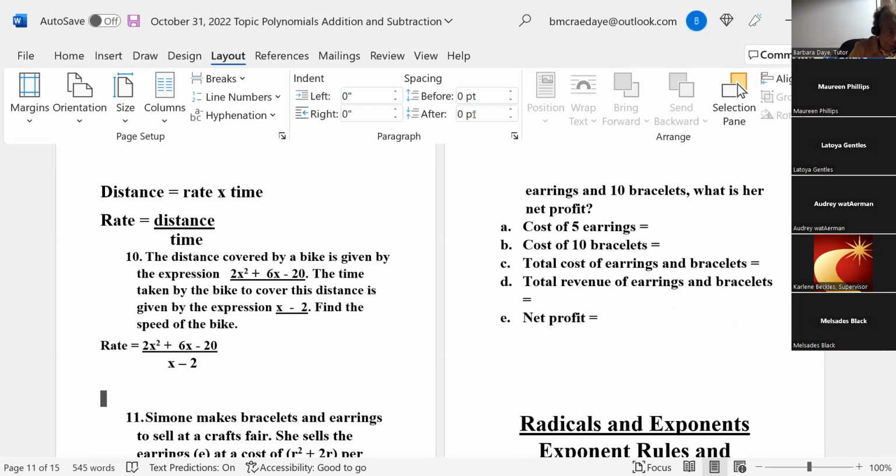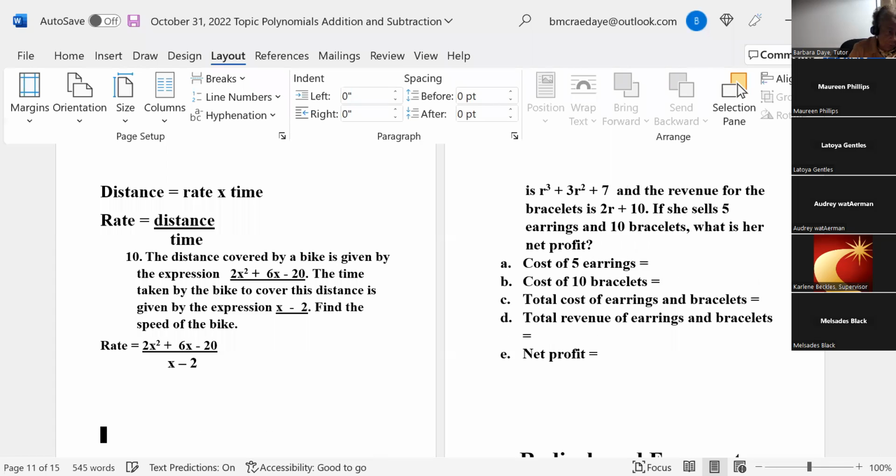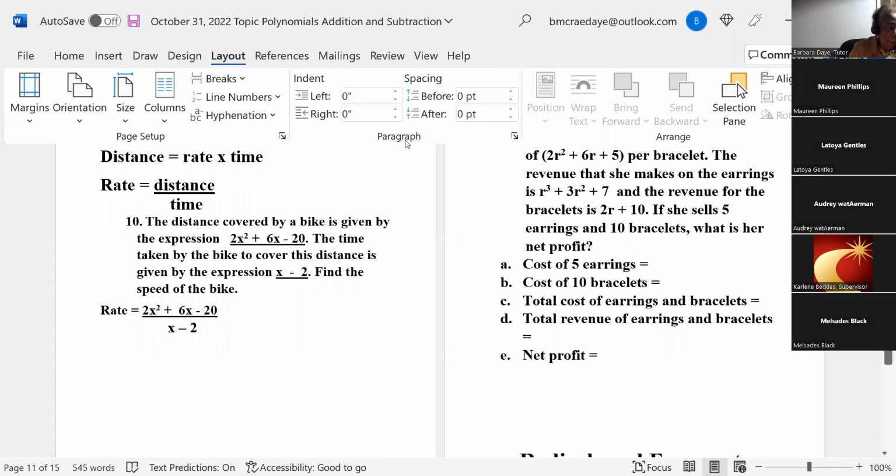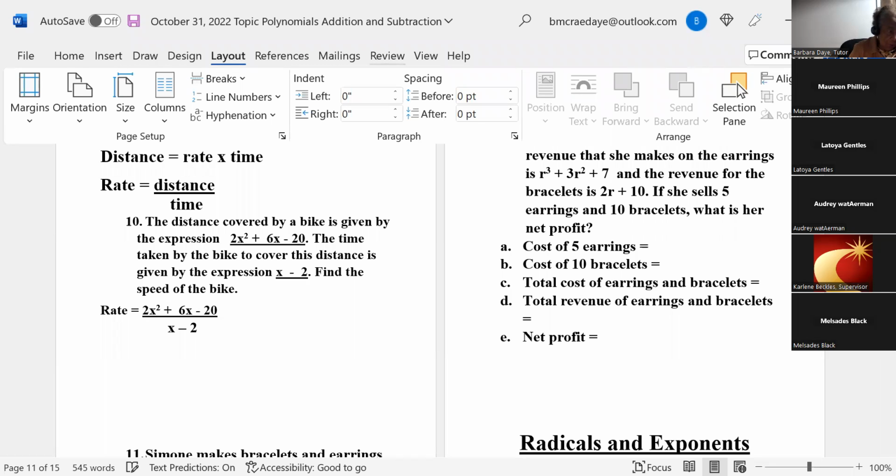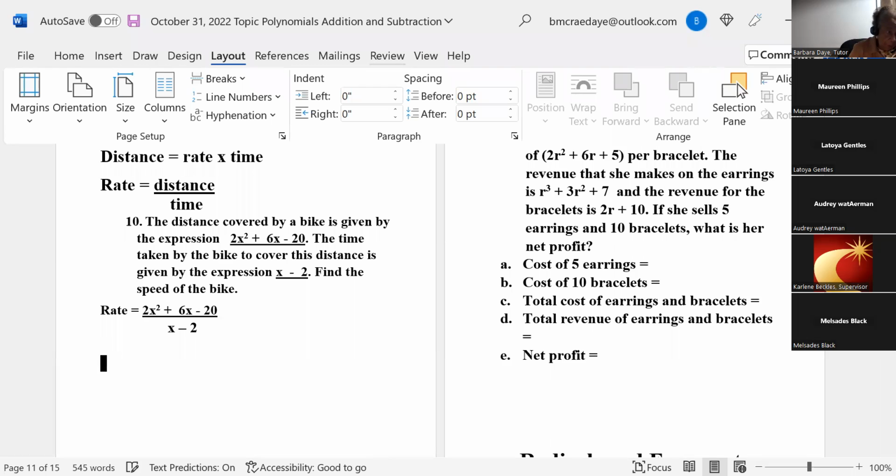So the number that goes into all those coefficients, the 2, the 6, and the minus 20, is 2. So we can factor out the 2. So rate equals, let's take the 2 out. And then you tell me what goes in the parentheses.